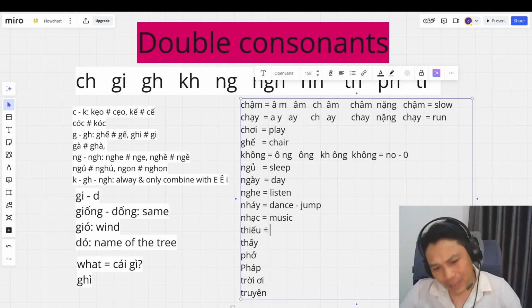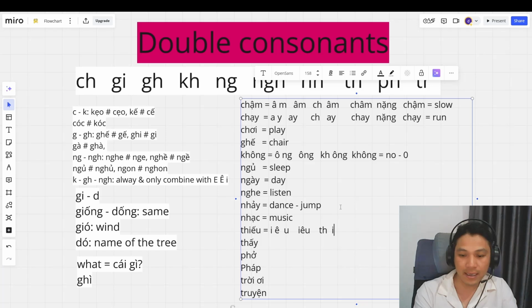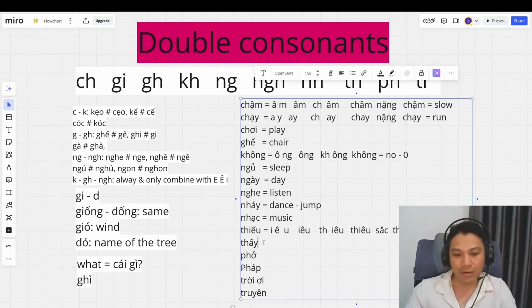This one looks hard, right? If you don't know how to speak this one, we just use the basic way to spell this. All right, we're gonna spell like this: i, ê, u, yêu, thờ, yêu, thiêu, sắc, thiếu. Thiếu means lack, right? Or this word, right? Ở, y, a, thờ, a, thấy, sắc, thấy, right? It means see.